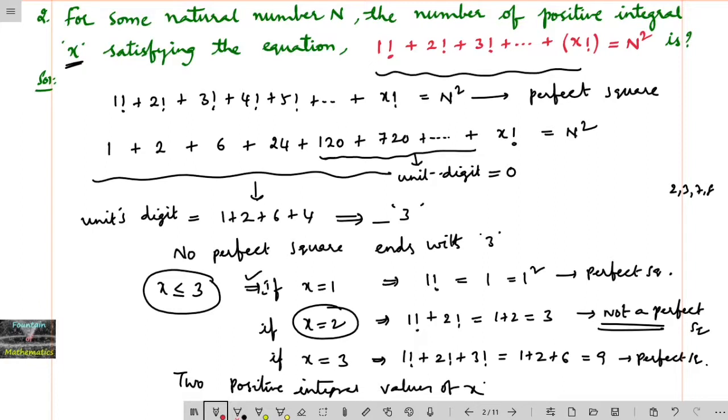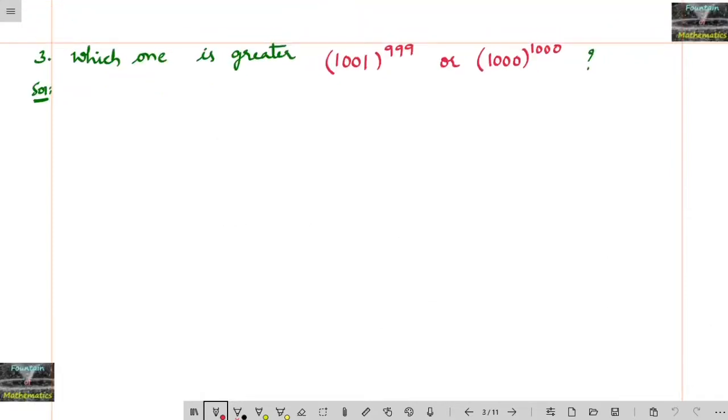So we go to the next question. Which one is greater: 1001 to the power of 999 or 1000 to the power of 1000? This problem also looks very complicated, and we cannot just evaluate and find which one is greater. But using one inequality, we can compare them.